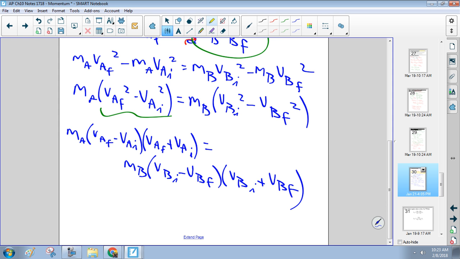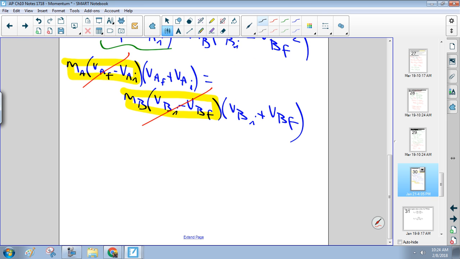Okay, go back up and look at the lovely yellow, which you hopefully wrote down. The lovely yellow tells us that this is equal to this. So what do? They cancel. So in an elastic collision, it turns out that if you take the initial velocity and the final velocity for both of your objects and add them up, it's equal.